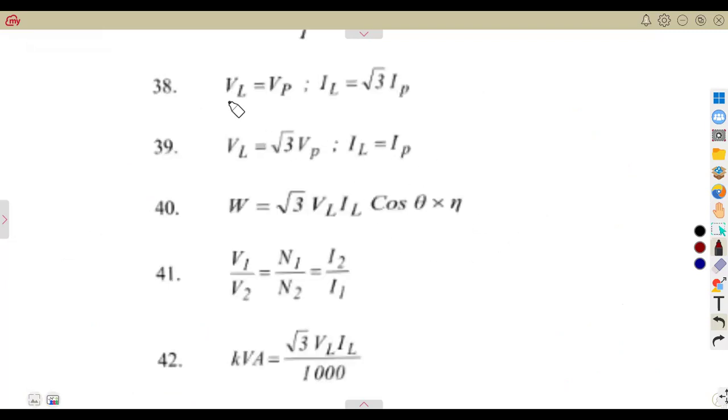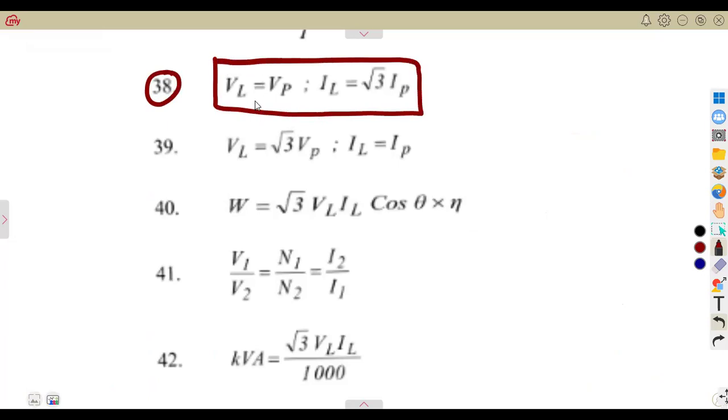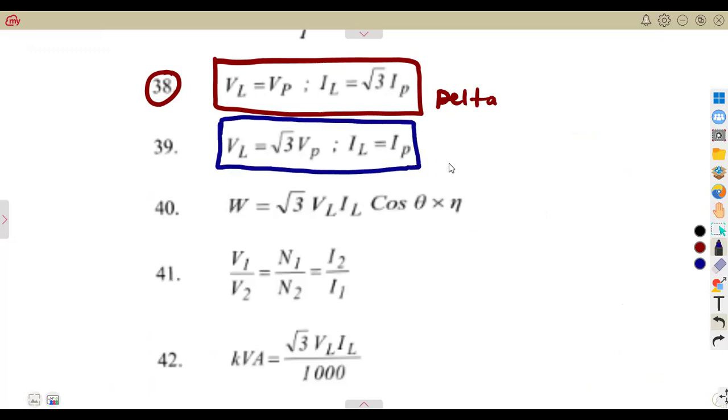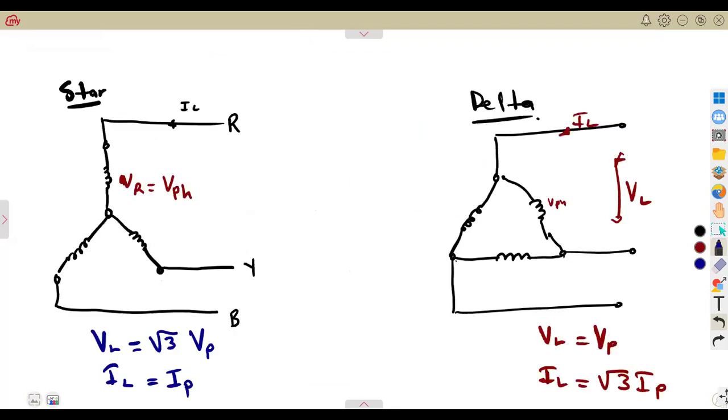In your formula sheet, as you can see, we are given on number 38 the relationship VL equal to VP. This is for a delta. And the other relationship that you are given here is for a star connection. That is what you have according to your formula sheet. So meaning to say, guys, you are limited. You are not told that this is for delta, this is for star. You need to know that.